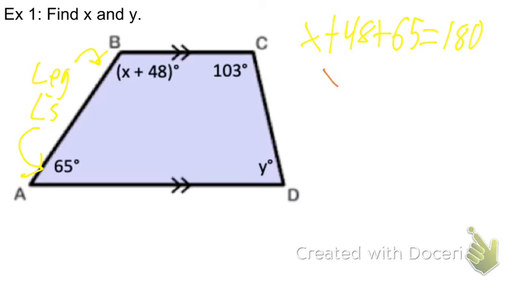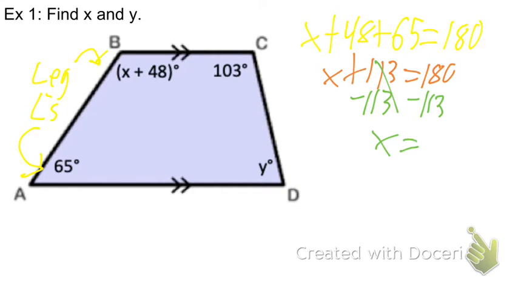We can combine x plus 48 plus 65 is 113. Equals 180. Subtract 113. And x is 67. Does that mean this whole angle B is 67? No, you'd have to add it back with 48. But x is 67.